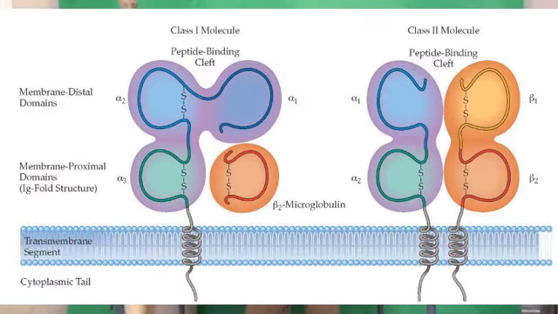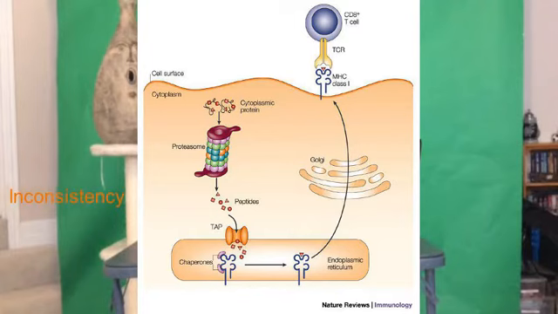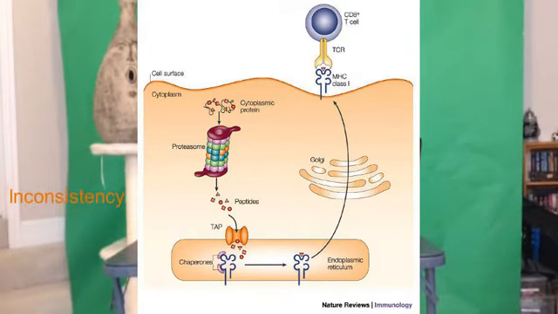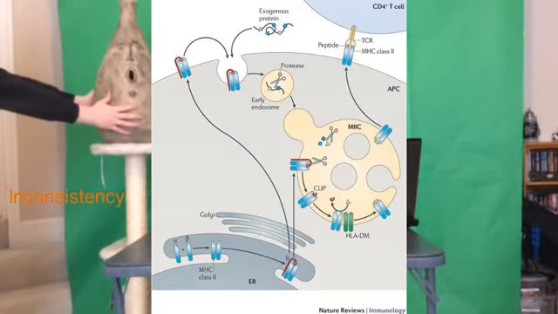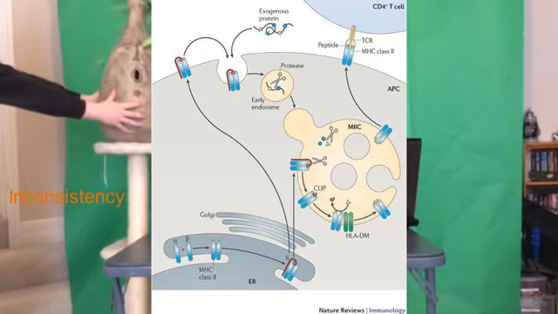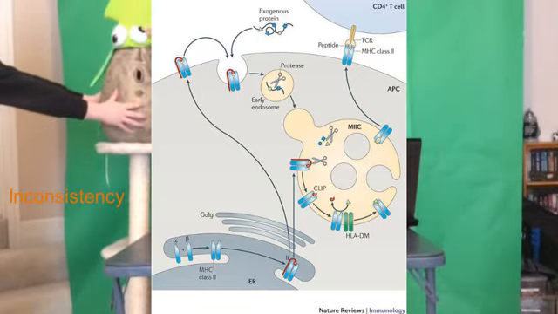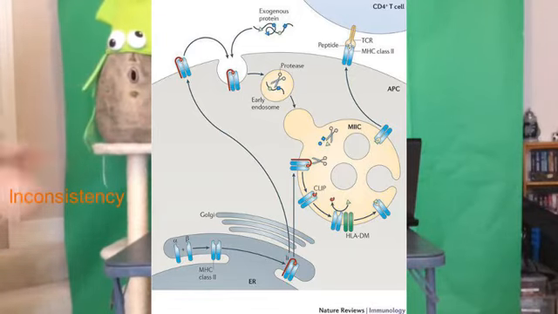MHC molecules are proteins that bind to and present fragments of antigen at the surface of infected cells. There are two classes of MHC molecules. Class 1 MHC molecules are presented by nucleated cells and are recognized by cytotoxic T cells, and Class 2 MHC molecules can be presented by dendritic cells, macrophages, or B cells, and are recognized by helper T cells or cytotoxic T cells.